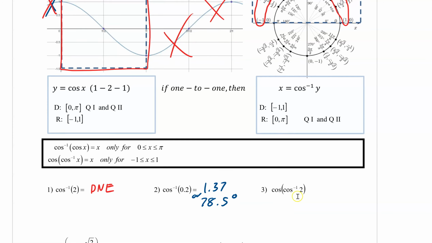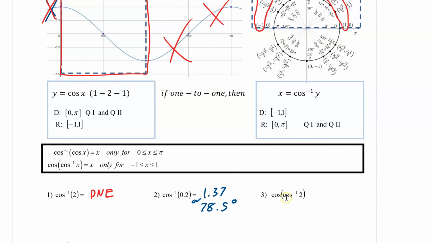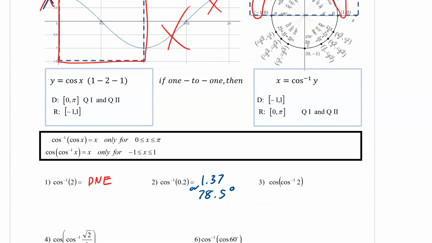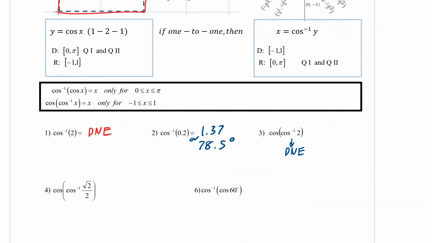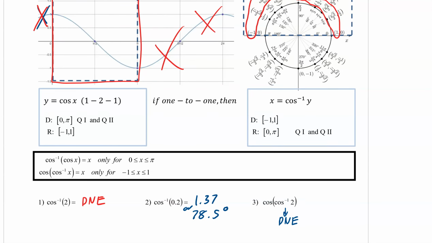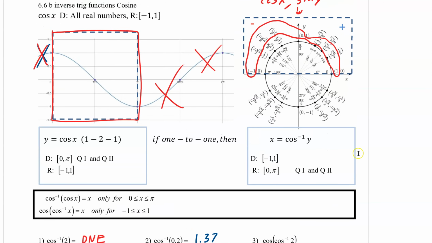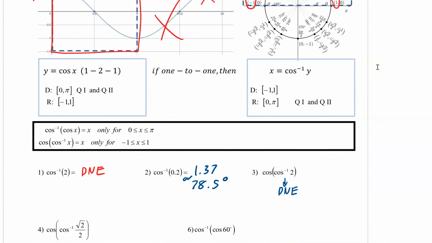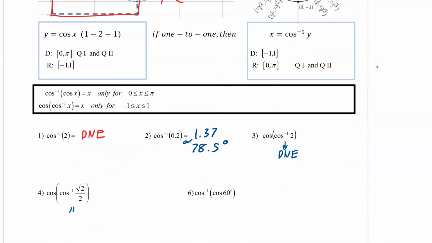All right, so let's try this again. Cosine inverse of 2. Well, we focus on the cosine inverse of 2, and again, that is a DNE, so not good. All right. How about cosine inverse of rad 2 over 2? So this is where we use our unit circle because we know that is a good value. So rad 2 over 2 will give us pi over 4 or 45 degrees. I'm going to use pi over 4.